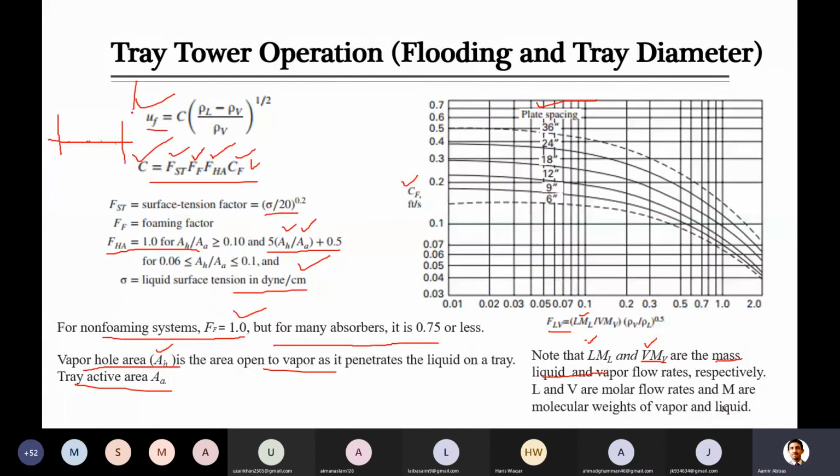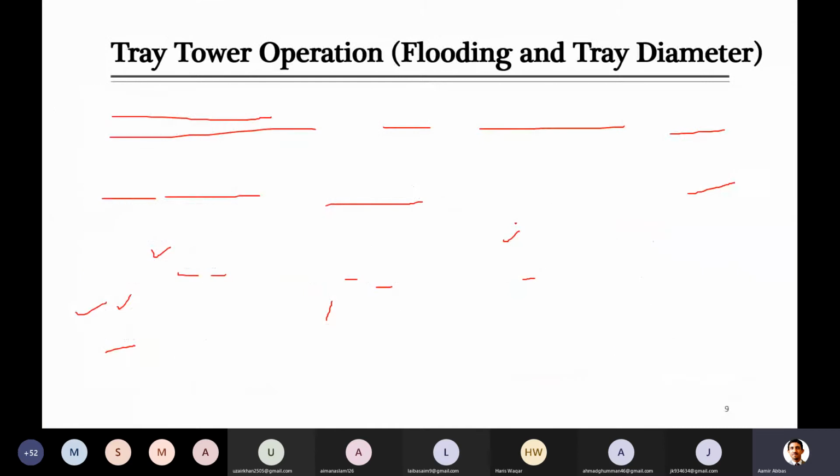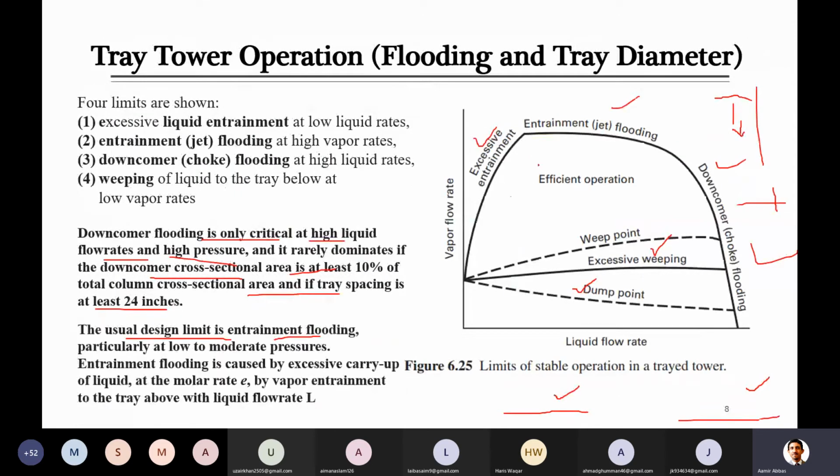So we know that flooding is the phenomenon which we don't want to go for. If you go back to that diagram where we started, you can see that efficient operation is just in between, inside those boundaries. As we said, weeping is not a big issue, nor is flooding, but yes, entrainment is the issue. So in order to design a tray, in order to find its diameter, flooding is something which should be kept in mind.